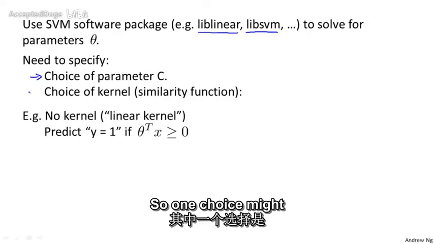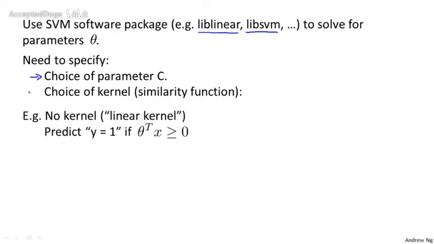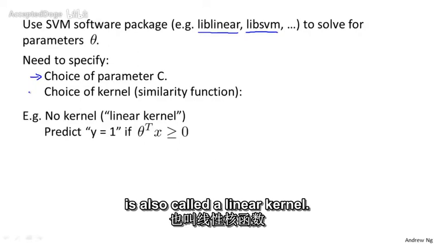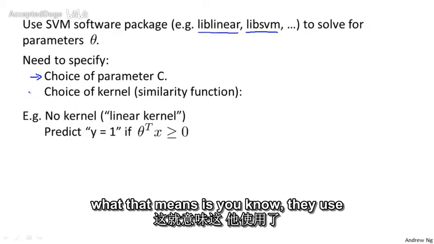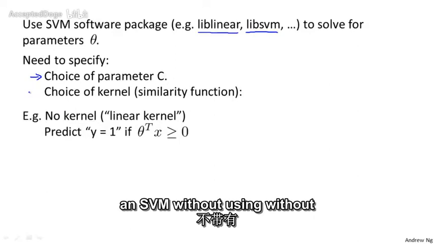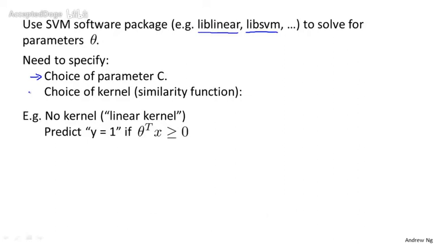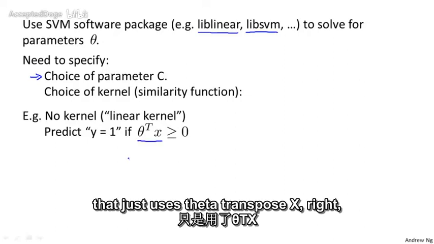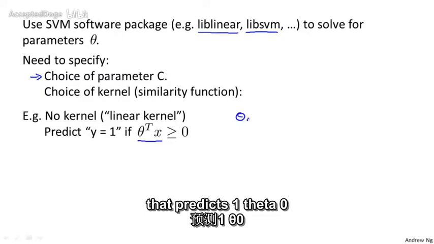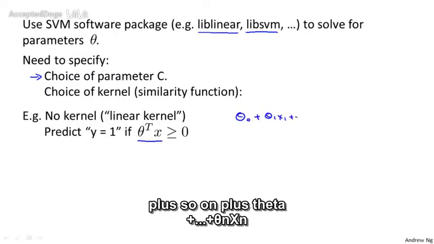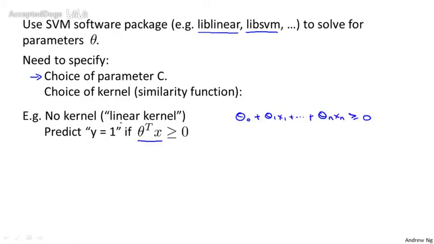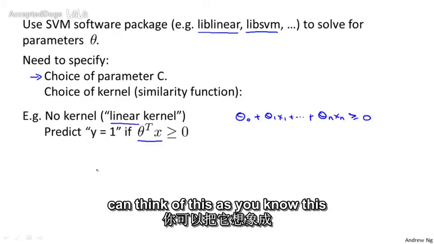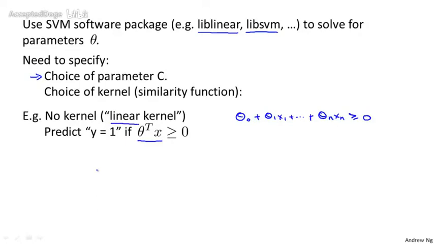One choice might be if you decide not to use any kernel, and the idea of no kernel is also called a linear kernel. If someone says, I use an SVM with a linear kernel, what that means is they use an SVM without using a kernel, a version of the SVM that just uses theta transpose x. That predicts 1 if theta 0 plus theta 1 x1 plus so on plus theta n xn is greater than or equal to 0. You can think of this term linear kernel as a version of the SVM that just gives you a standard linear classifier.